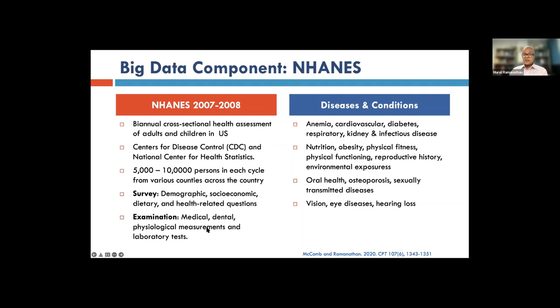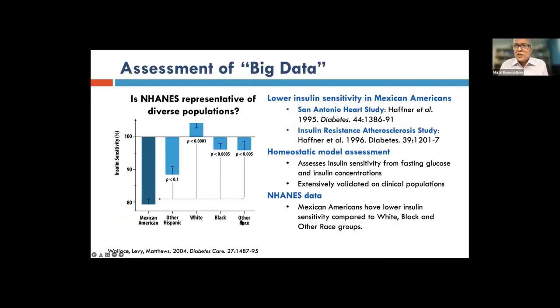Here are some of the methods they use. There's medical data, there's dental data, there's physiological data, and there's a whole bunch of laboratory tests. All of them very, very standardized from year to year, cycle to cycle. So this was a good starting point. And so we first asked, as a scientist and with the freedom that we have for our time in academia, we said, let's take a look at whether big data makes sense at all. And so we asked the question, is enhanced representative of diverse populations?